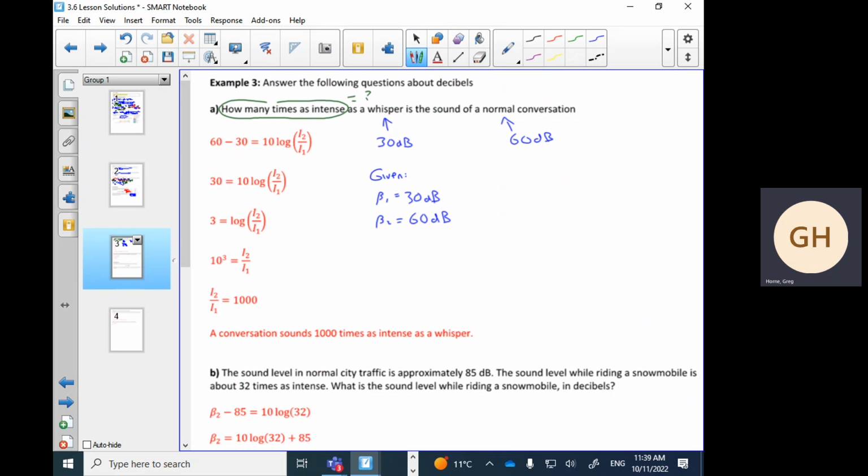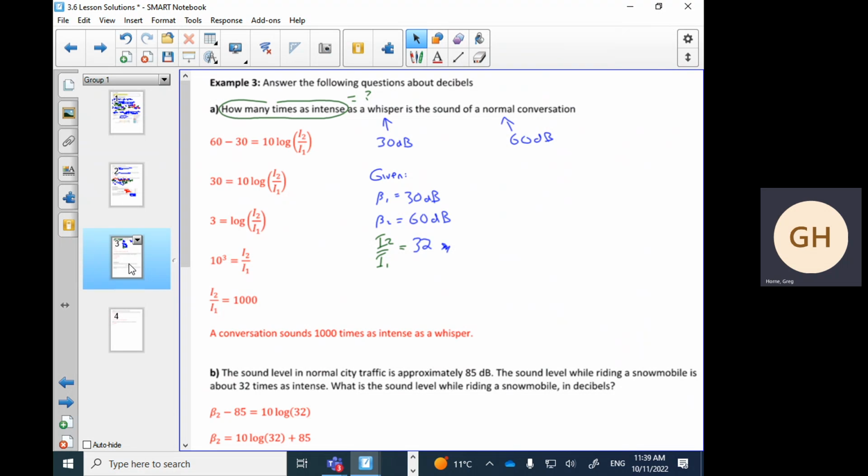Well, that is, of course, the I they have written as I2 divided by I1. Whenever you're dividing a final by an initial, you'll find the multiplication factor between them. Even in a money case, if you had $50 and now you have $100, 100 divided by 50 is 2. You double your money. So that's your "times as intense" business.